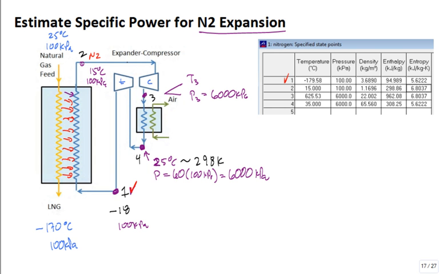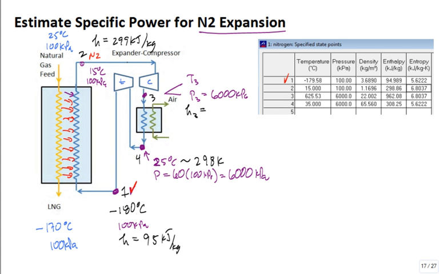Negative 180 degrees C, and the enthalpy is 95. Round that off, 95 kilojoules per kilogram. How about coming out? It's at 15 degrees C. The enthalpy is 299 kilojoules per kilogram. Okay. And then we get the enthalpy at 3, right there, and the enthalpy at 2, right there.